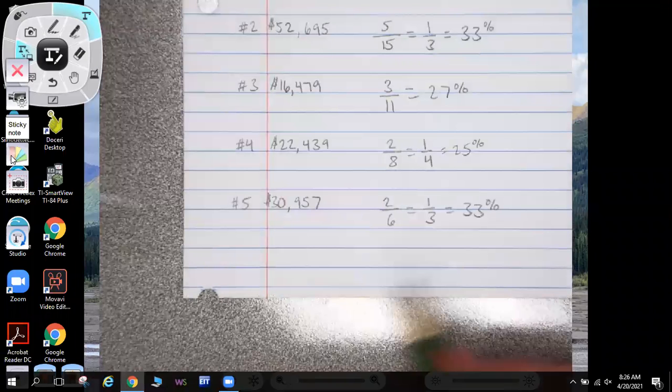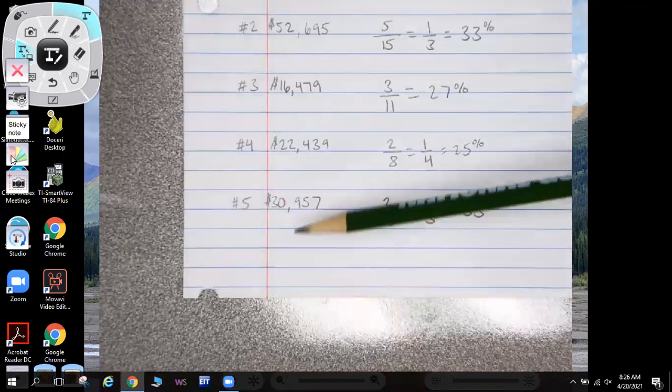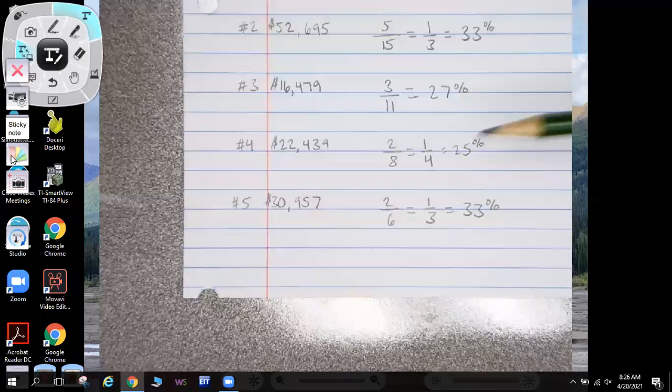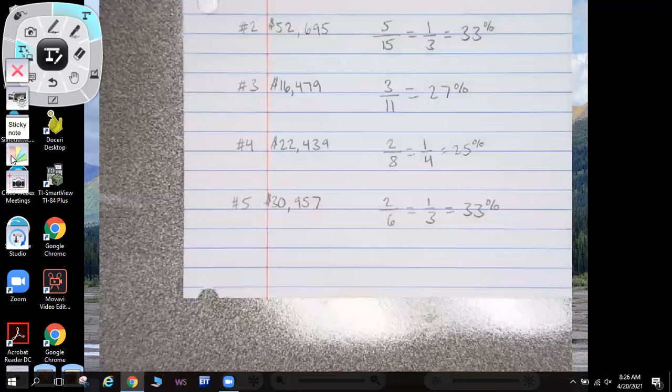Okay, so here's my notes. The 5th offer, we got $30,957. There are 2 cases left out of the 6 that have more than this amount in them. So that's a third of the cases that are left, which is 33%. Okay, 33% chance that if we were to keep playing, we would win more than what the bank is offering us.